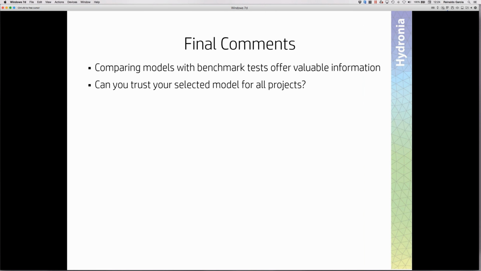The question that you should ask yourself, I think, is: can you trust the model that you have selected? Because performance is secondary to accuracy. Performance is important, but accuracy should go first. So you should compare performance after you compare accuracy. Now, can you trust your model? Can you trust your model in a new application?